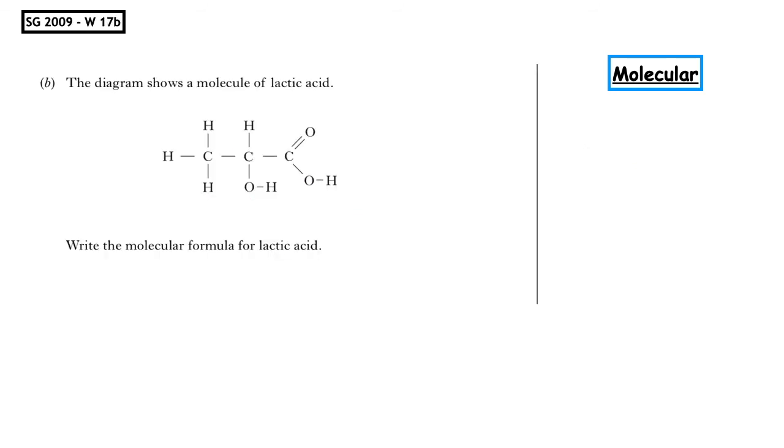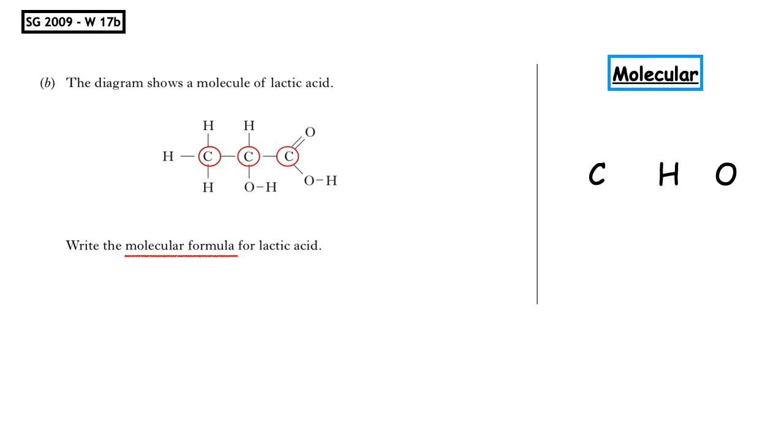This last question is from the Standard Grade 2009, question 17B. The diagram shows a molecule of lactic acid. Write the molecular formula for lactic acid. So using the structure provided, we have to write the molecular formula, and we usually go in the order of carbon, hydrogen, then oxygen. The chemical symbol for carbon is C.